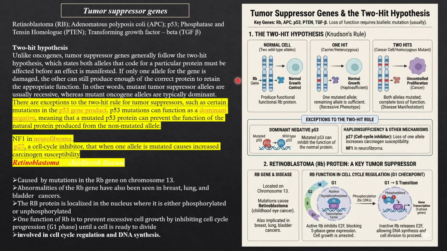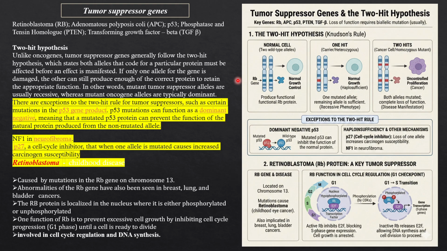The slide then focuses on the retinoblastoma protein, or RB, which is a key tumor suppressor involved in controlling the G1 to S phase transition of the cell cycle, and the RB gene is located on chromosome 13. Mutations in this gene are associated with retinoblastoma, a childhood eye cancer, as well as other cancers such as breast, lung, and bladder cancer.